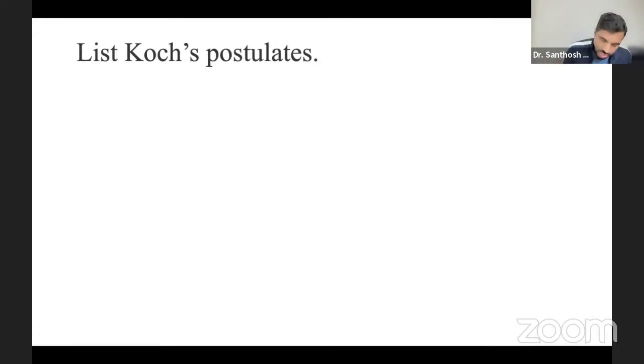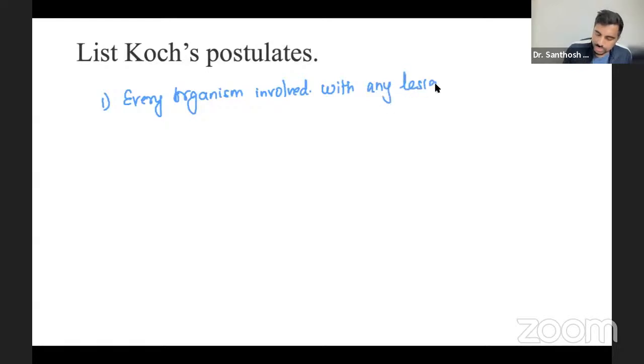Koch's postulates. When talking about Koch's postulates, you remember there are five postulates. What did Koch say? He said that there is always an organism involved in any lesion. First of all, an organism is involved in a lesion.